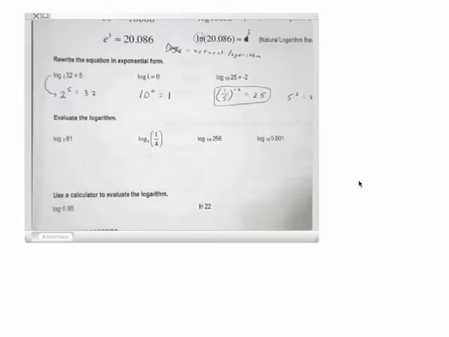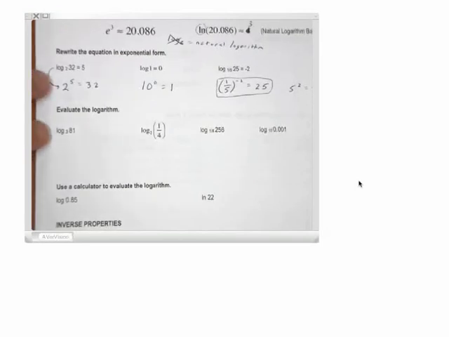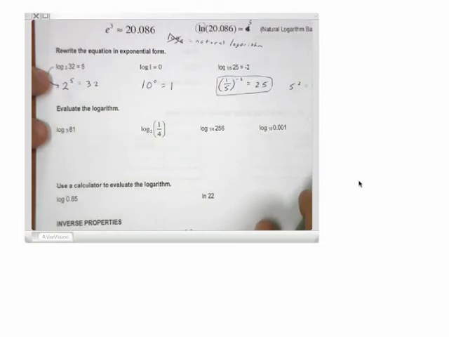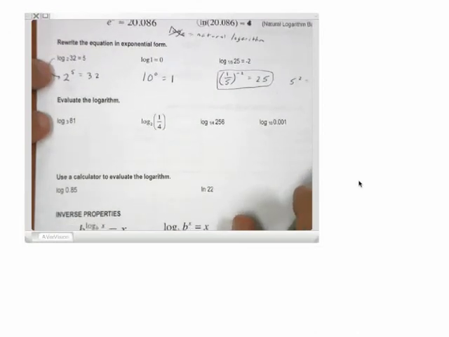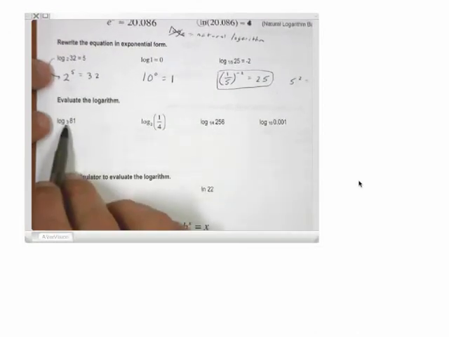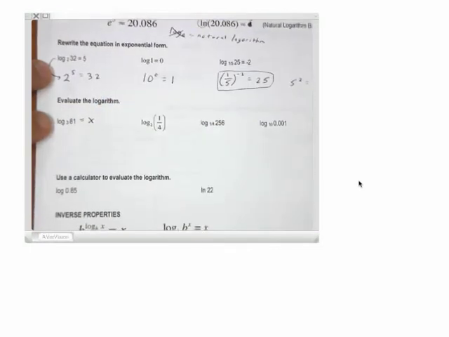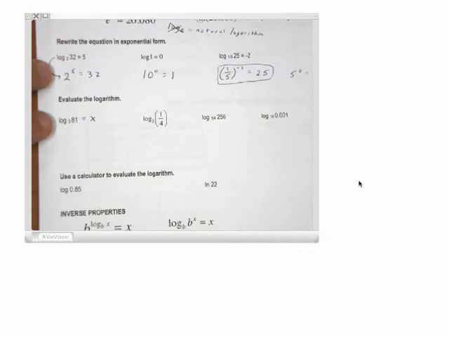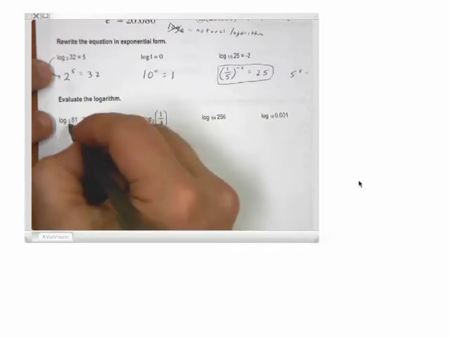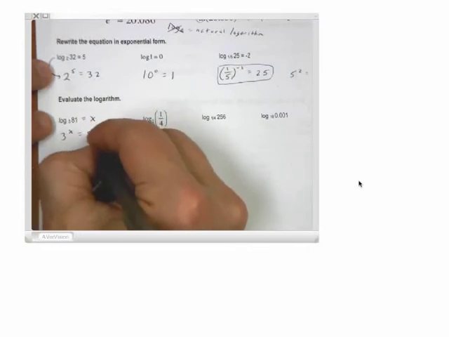Okay? So the next thing we need to do is evaluate some logarithms. If we know how to change it from a log form to exponential form, we should be able to evaluate it, as long as they're ones that work out perfectly. And these are all going to be ones that you should be able to work out without having to use a calculator. So what we have here is log base 3 of 81. What I'm trying to figure out is what does that equal? Some x value when I'm trying to evaluate it. So I'm going to rewrite it as 3 to that power is equal to 81.